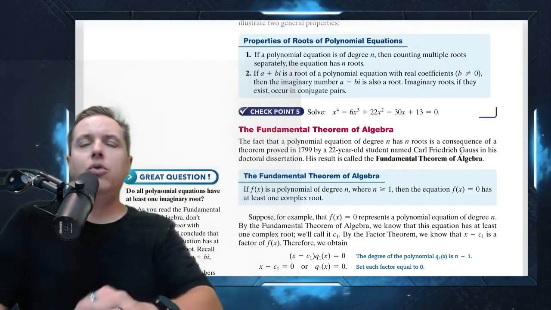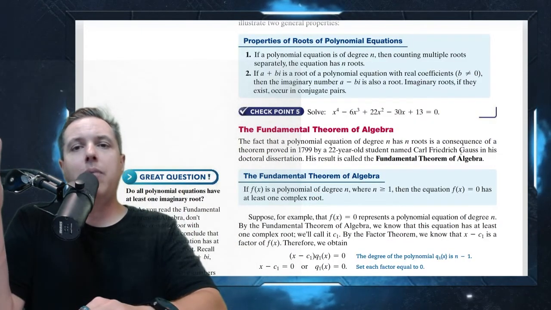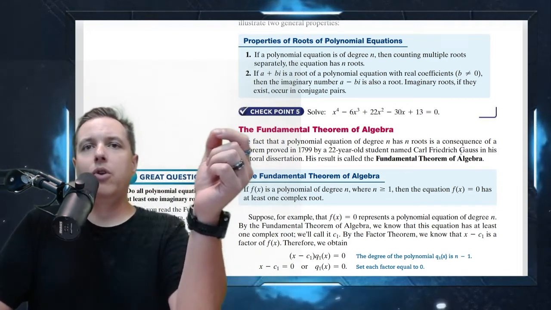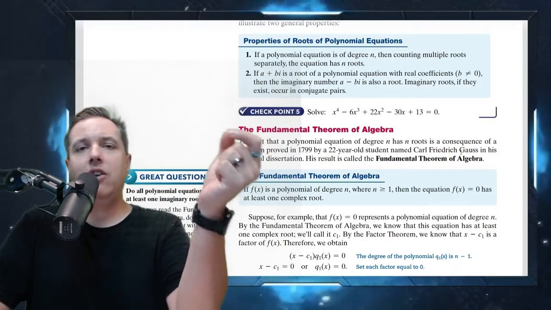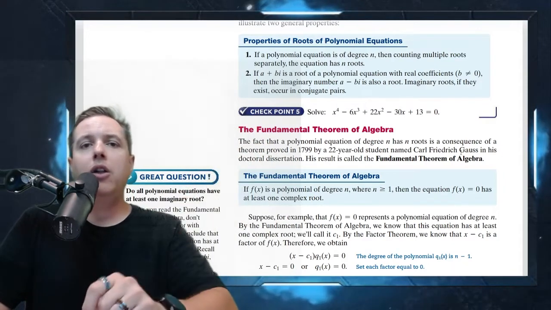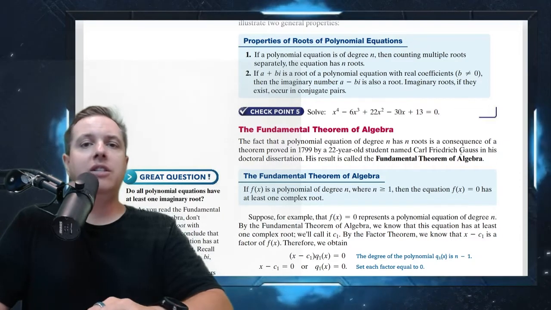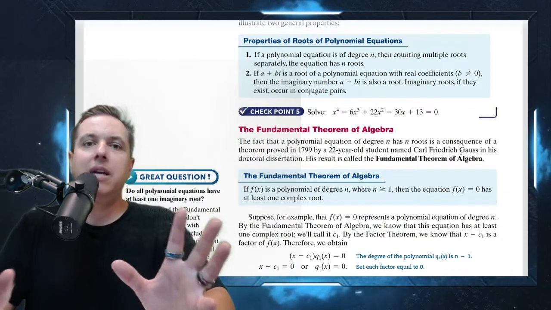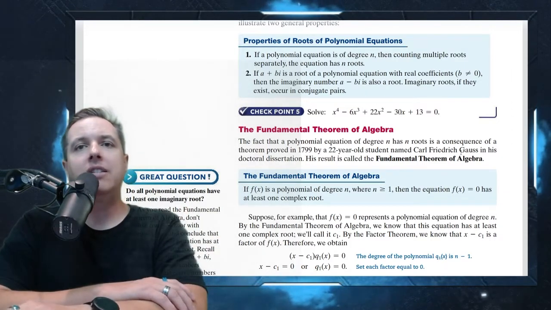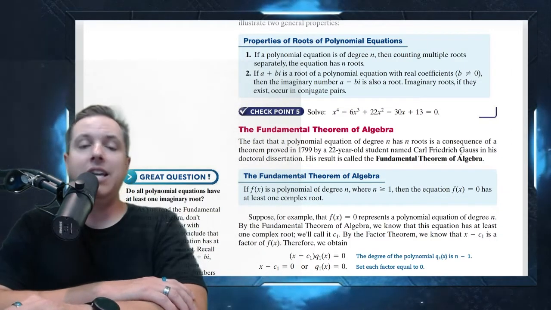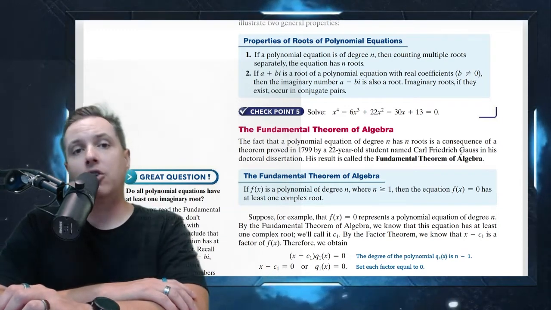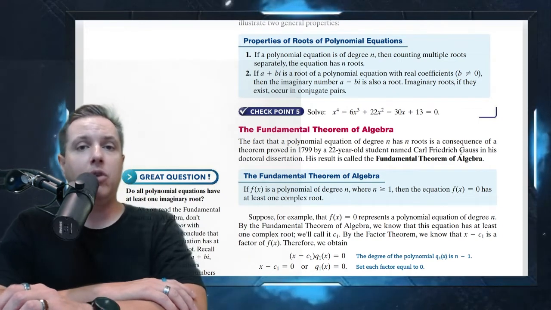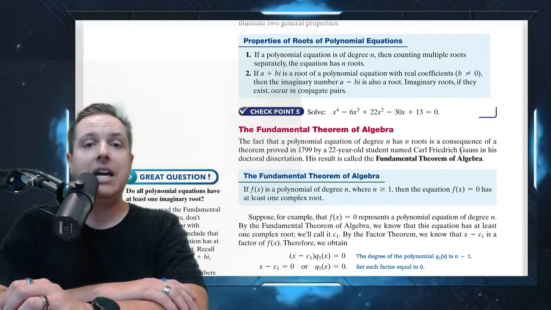There are a few properties coming up here towards the end of this section, and I'm just going to simplify these a little bit for you, because basically the takeaway here is that the degree of your polynomial is how many solutions that polynomial has. That's not the whole story here, but that's the big takeaway we want to leave with: if you have a 5th degree polynomial, it has 5 solutions. If you have a 2nd degree polynomial equation, it has 2 solutions. If you have a 49th degree polynomial equation, it has 49 solutions.